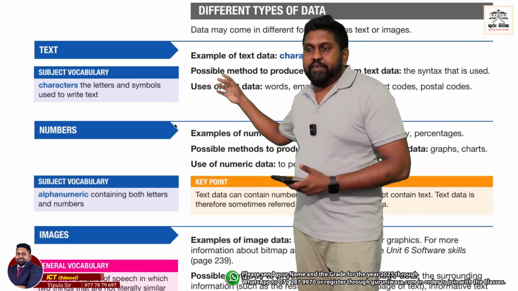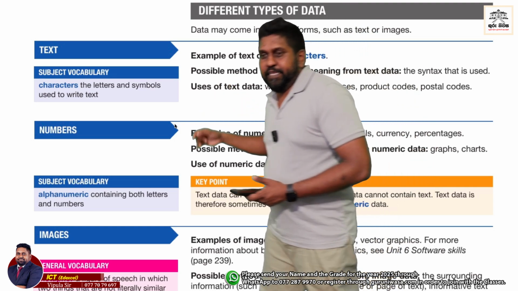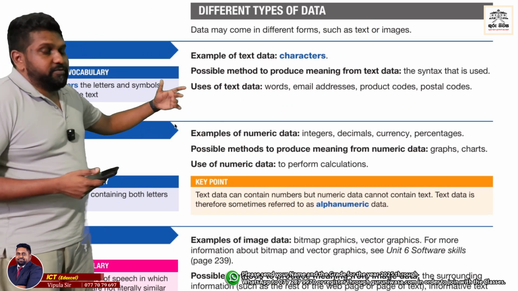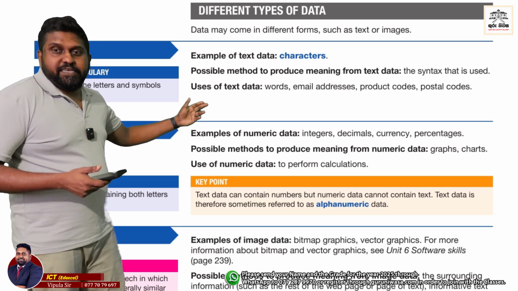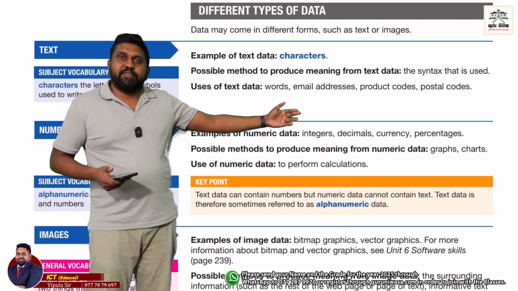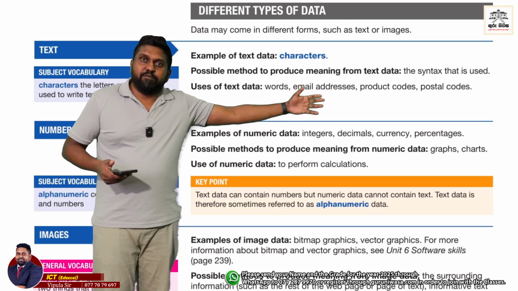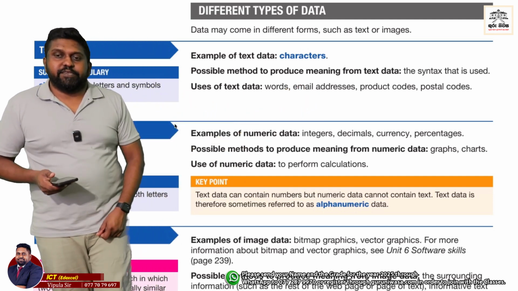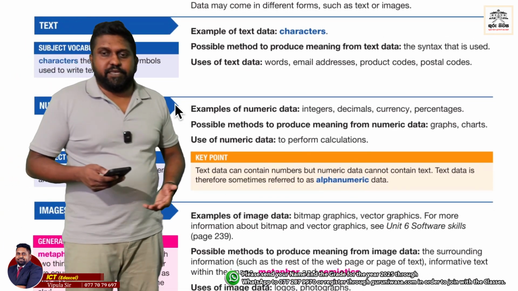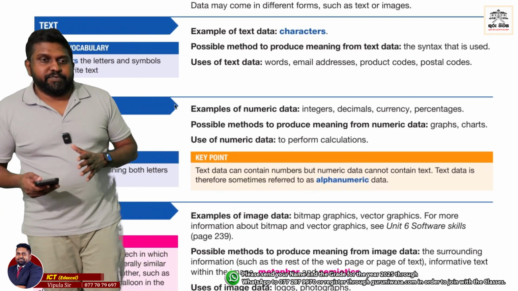So we can have different types of texts. The uses of text as data would be words, email addresses, product codes, postal codes, names, and so on and so forth. There's a lot of different types of usages for that, right? So that is for text.